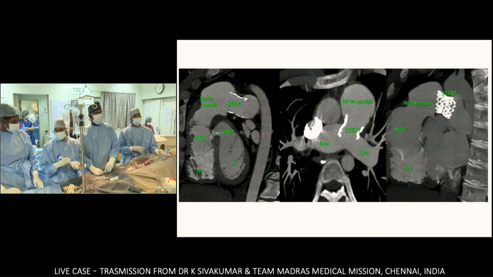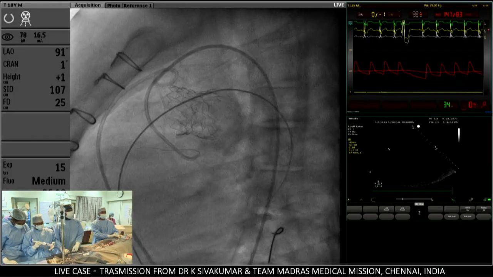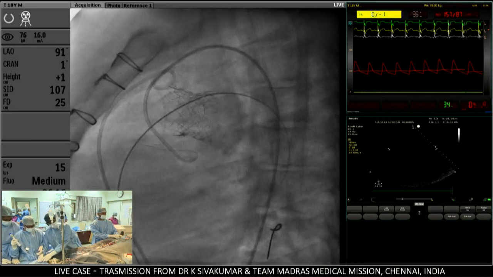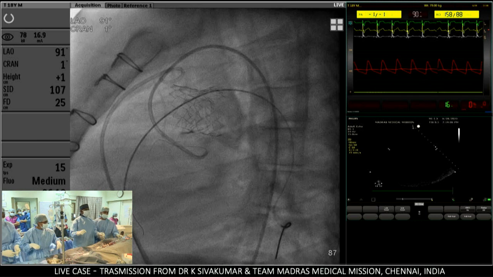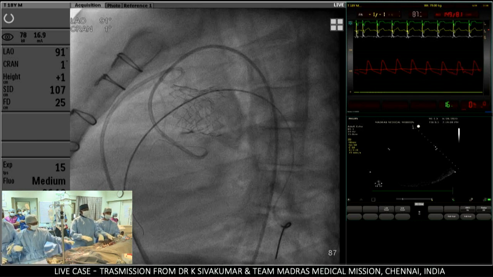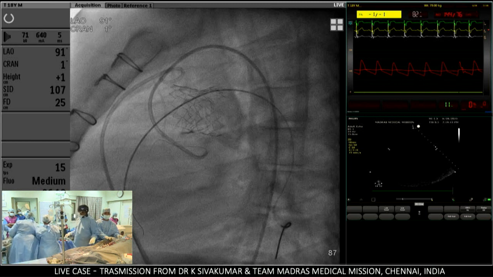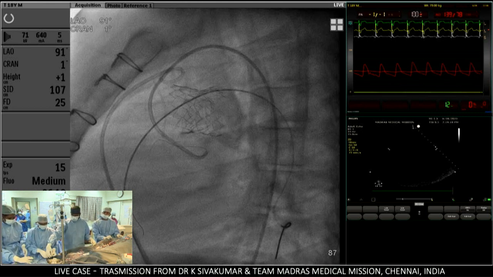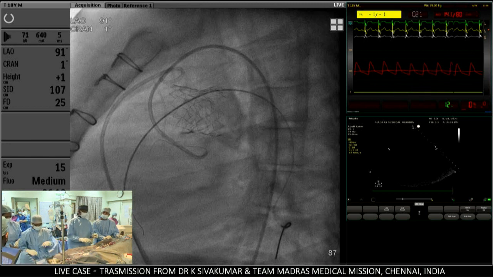Can we see live fluoro, please? Yeah, live fluoro B. So what I did was just advance a 12 millimeter Mustang balloon in order to ensure that I am not passing through any struts of this valve. And at this point, I am taking the 26x4 Atlas Gold. I am going to fully open it out. This is the distal anastomosis.